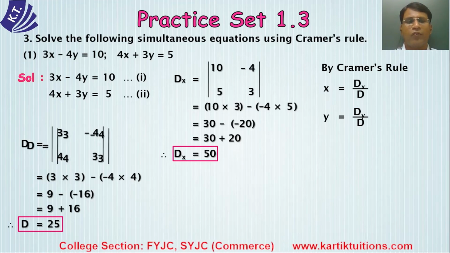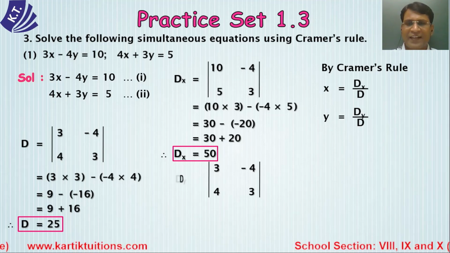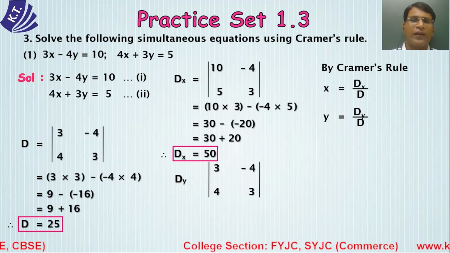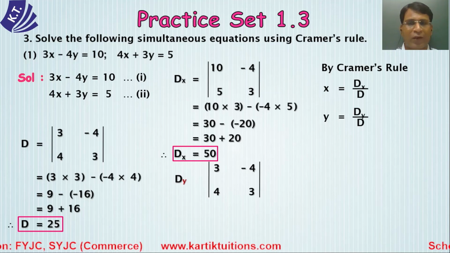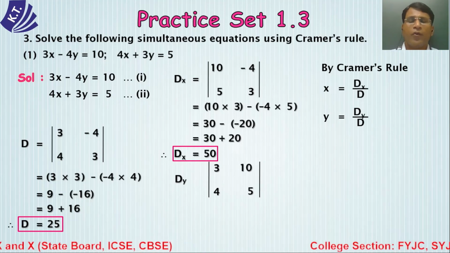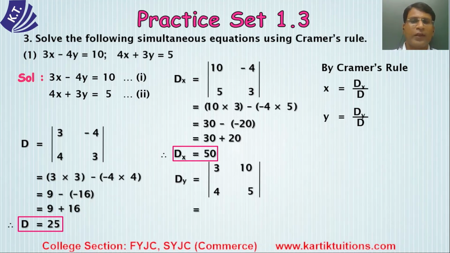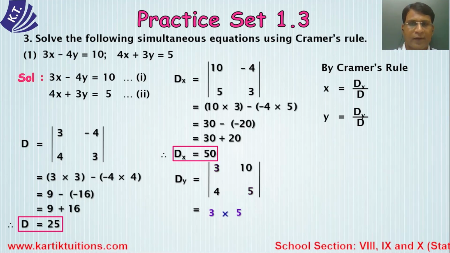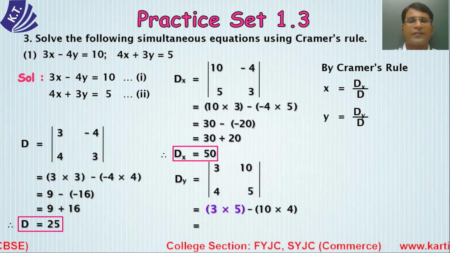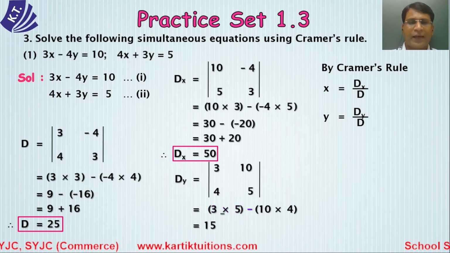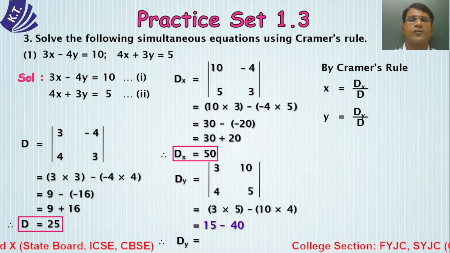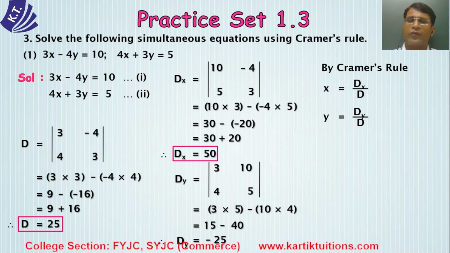Now we will find the determinant of y, that is Dy. As I told you earlier, to remember it, think of Dy as delete y. Instead of the y coefficients, we write the constants there. The constants we have are 10 and 5. Again we follow the criss-cross rule. That is 3 into 5, the next bracket will have 10 into 4, and in between we have a minus sign. 3 fives are 15, minus 10 into 4, that gives us 40. Now 15 minus 40 gives us minus 25. So we have the value of the determinant of y also.